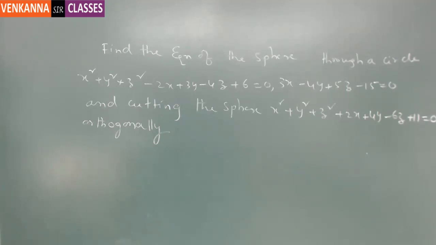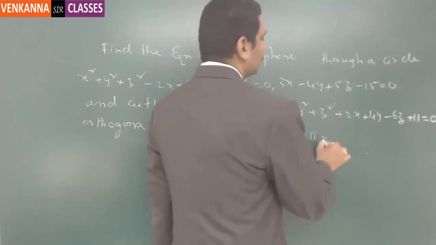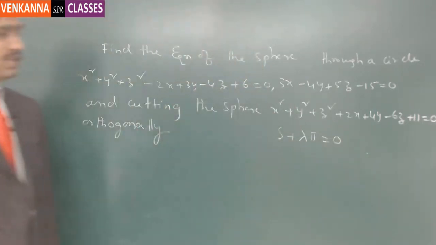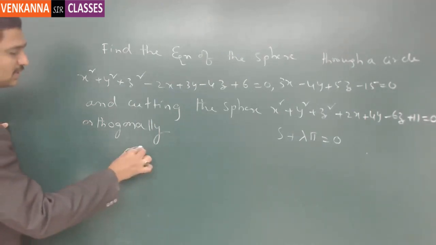Since you need to calculate the sphere equation through a circle, let us exactly use S + λP = 0. For a small visualization, we can have the picture like that. Let us say this is our required sphere.